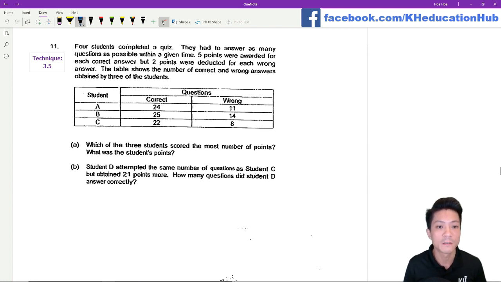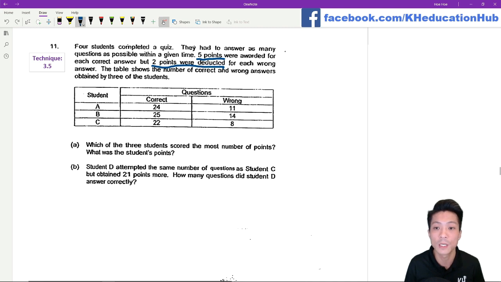Question 11. 4 students completed a quiz. They had to answer as many questions as possible within a given time. 5 points were awarded for each correct answer, but 2 points were deducted for each wrong answer. The table shows the number of correct and wrong answers obtained by 3 of the students. Which of the 3 students got the most number of points?